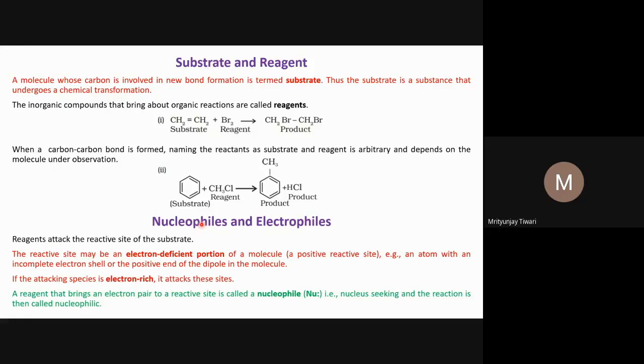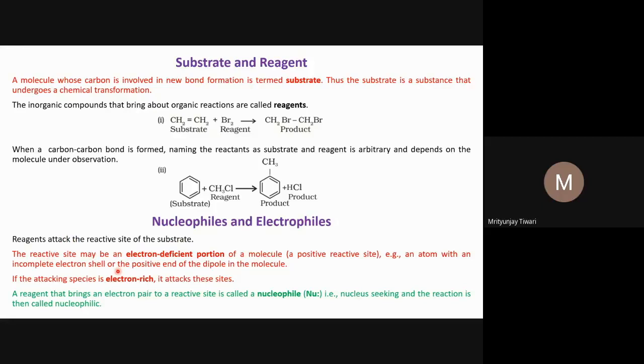But OH minus ion, SH minus ions, we'll see the different examples of nucleophiles as well as electrophiles. Ammonia is also a nucleophile, but it has a heteroatom, nitrogen, whose lone pair gets attracted towards a positive charge center. So reagents attack the reactive site of a substrate.